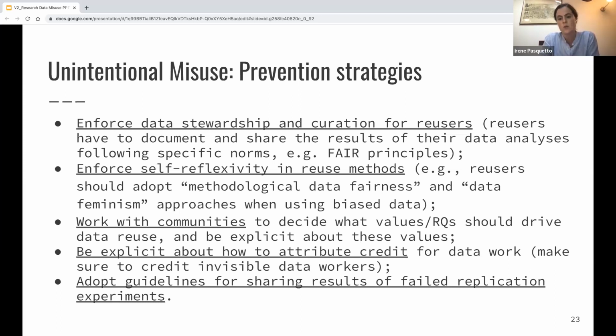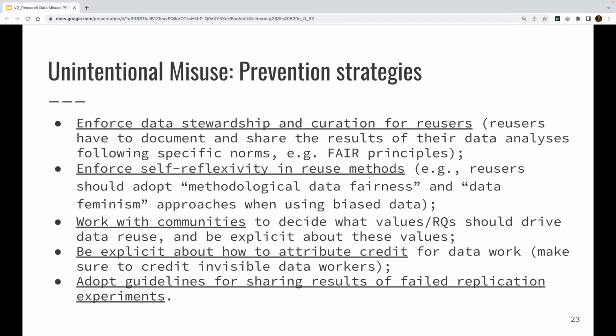The third would be to work with communities to decide what values and research questions should drive data reuse whenever it's possible, though not always a community is available to have this type of conversations. Also be explicit about how to attribute credit for data work and make sure to credit also invisible data workers, because that's something else that emerged in the literature, that often those who clean the data, for example, or curate the data are not given credit for their work.